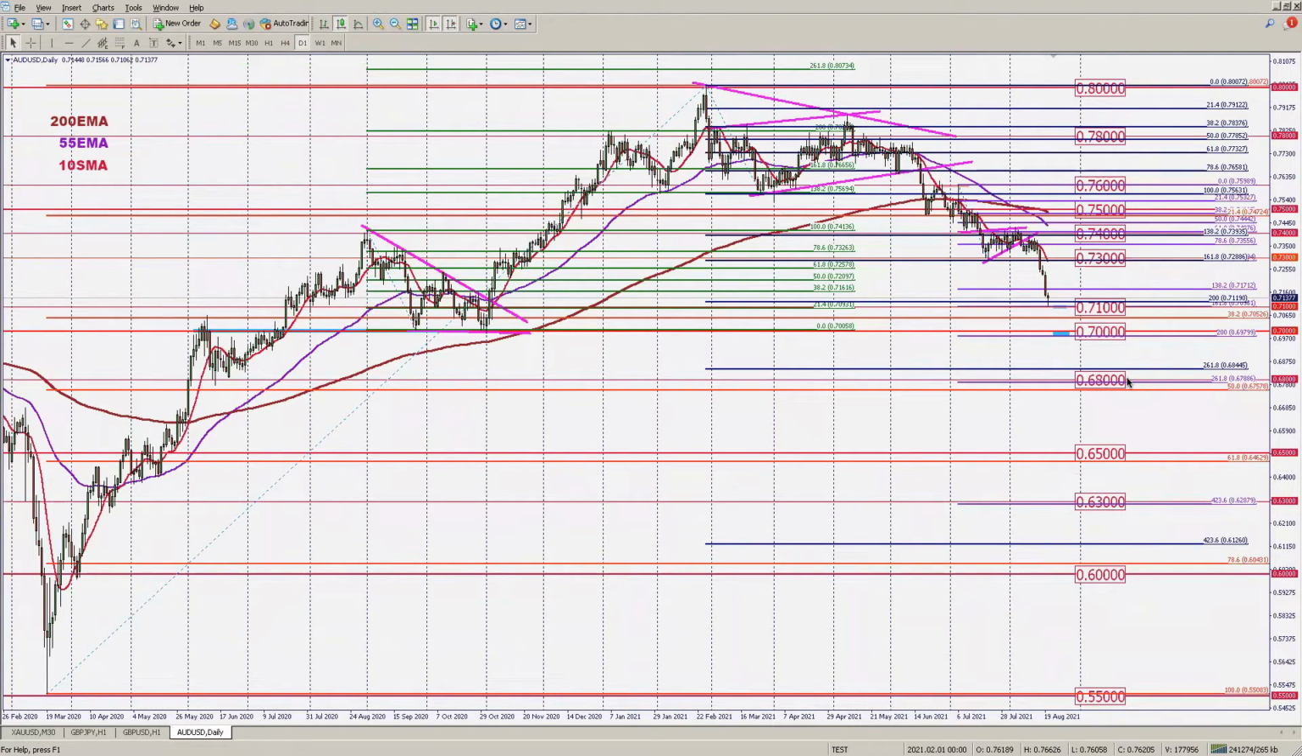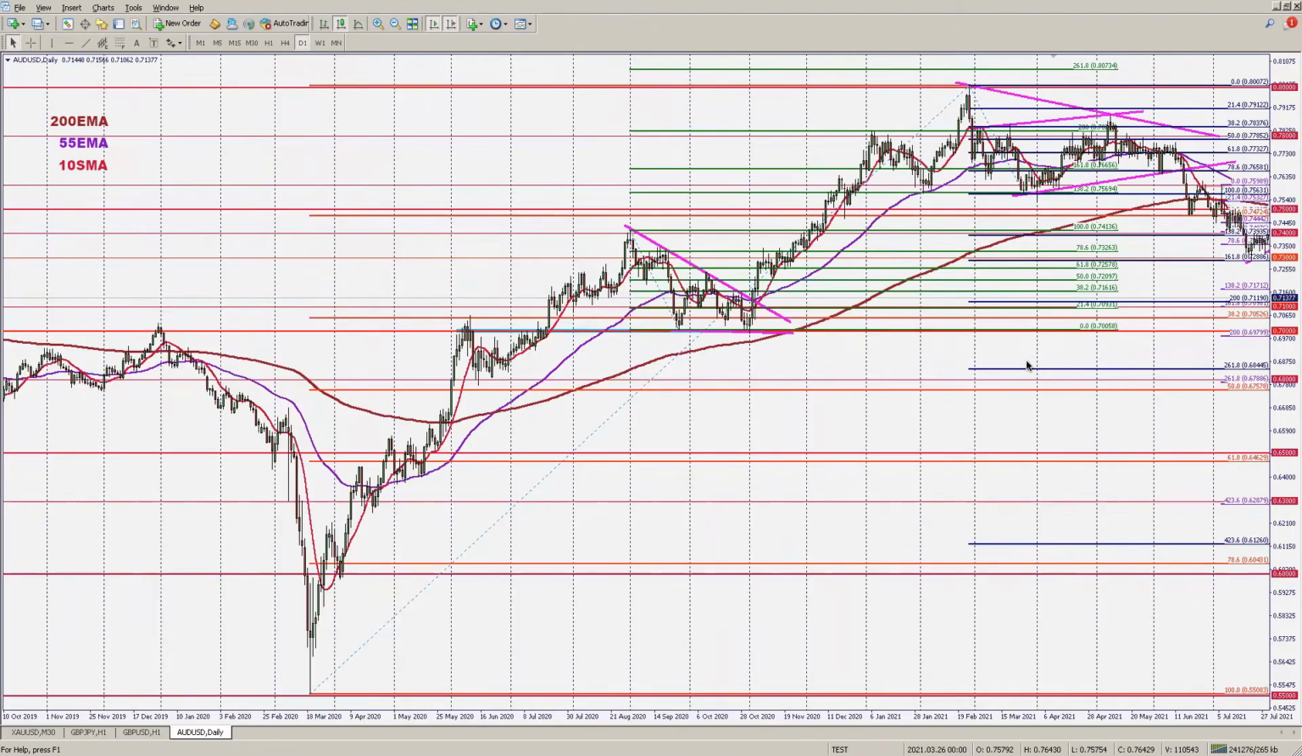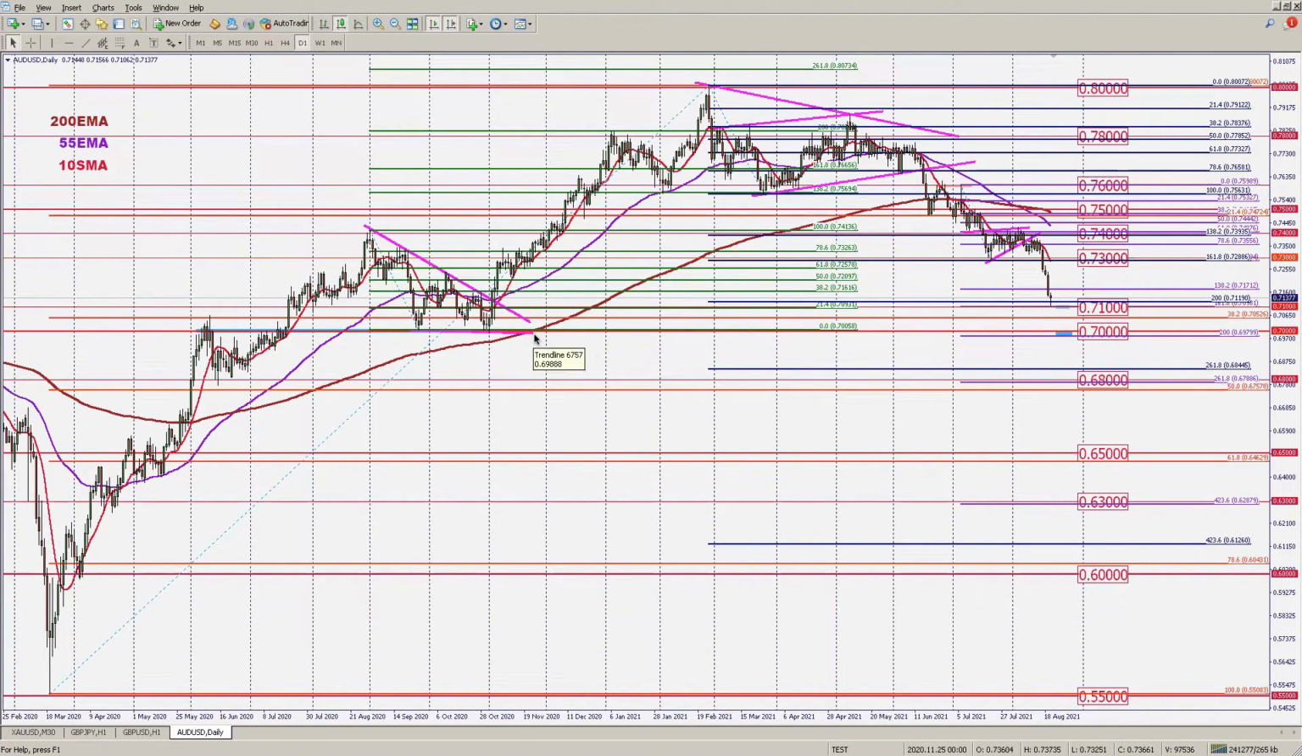Let's zoom out a bit more to see. 70 is definitely a clear target, but below that, hard to tell whether it's going to extend and move into the 6800 area where the 50% retracement is of this full swing from the high and low. But we'll keep our eyes on the 70 first before the next move down, because 70 is definitely a strong support level.